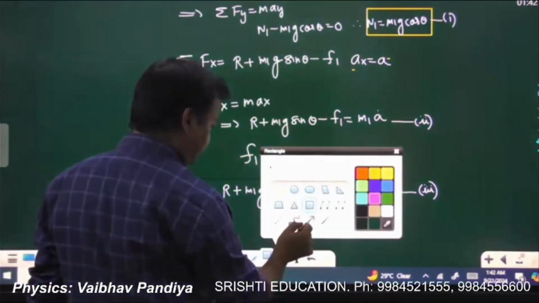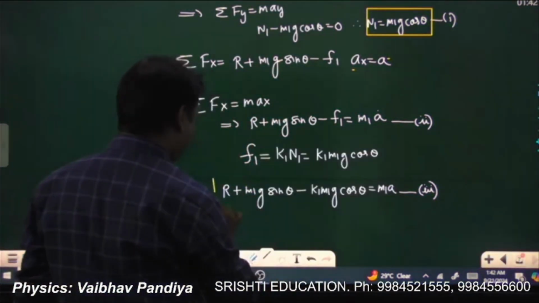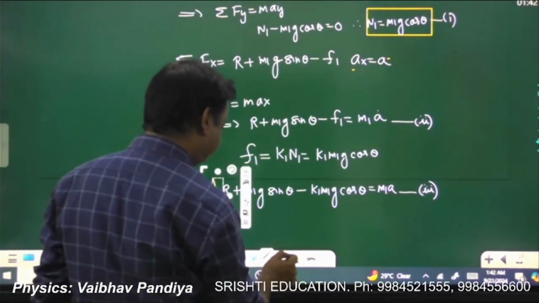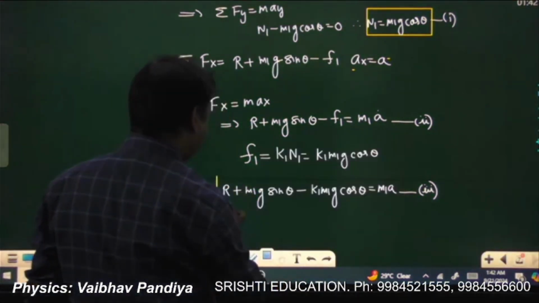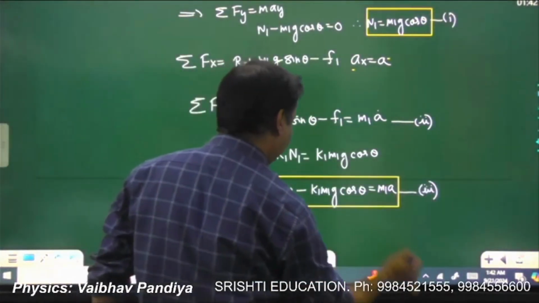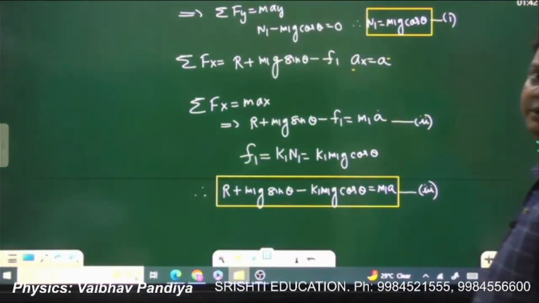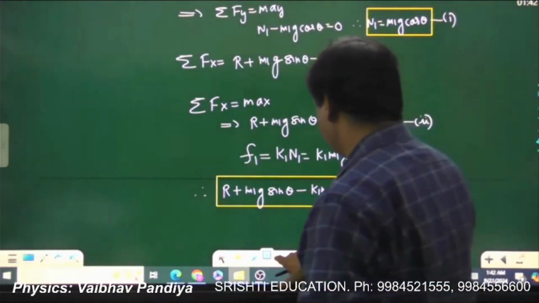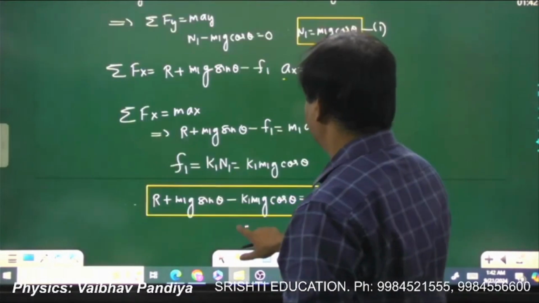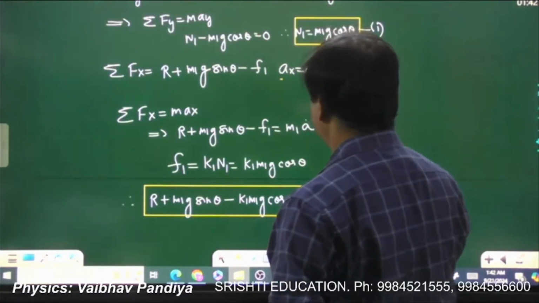Okay. So that you got an equation in R and A by the FBD of the first block. This is how we obtained an equation in R and A by the FBD of the first block. Okay. Now let us go for the second block.